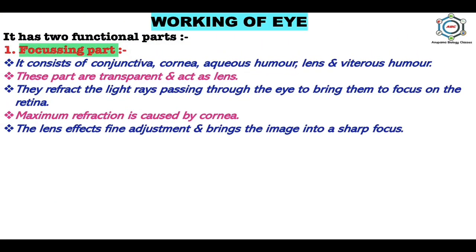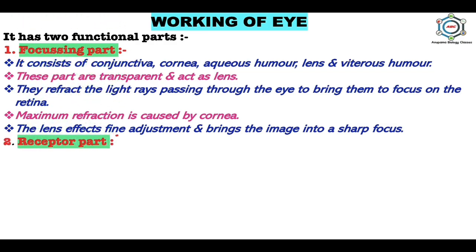Now after that, the most important part, that is the working of the eye. It means how the eye works. For this, it has two parts, in which the first one is the focusing part. It consists of the conjunctiva, cornea, aqueous humor, lens and vitreous humor. These parts are transparent and act as a lens. They refract the light rays passing through the eye to bring them to focus on the retina. Maximum refraction is caused by the cornea, and the lens effects fine adjustment and brings the image into sharp focus.